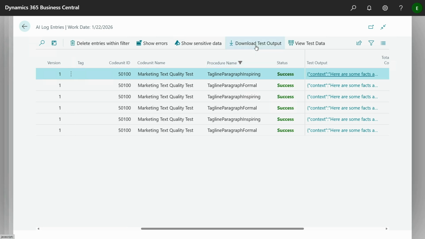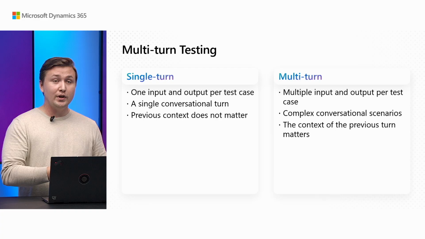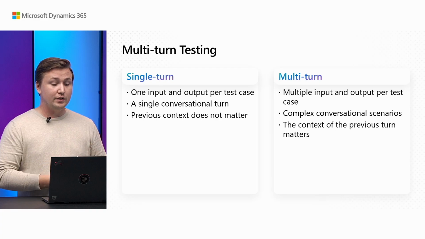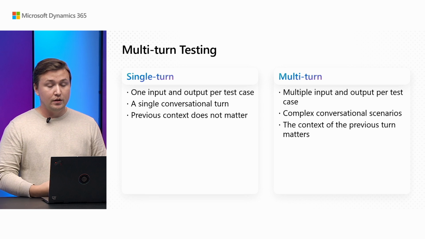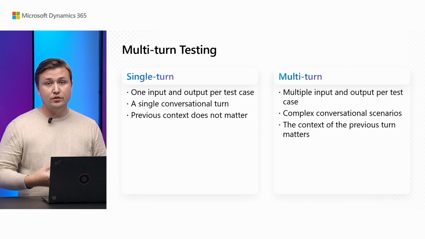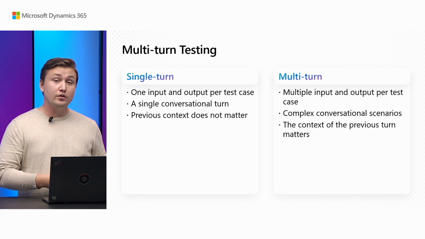So what we can do now is download the test output, and we can use that in external evaluation with Azure AI Studio. But there's one thing that we haven't talked about yet. What about multi-turn testing? So far, we've always done single-turn testing. So we had 1 input and 1 output per test case. Now this gives us a single conversational turn where the previous context doesn't matter.